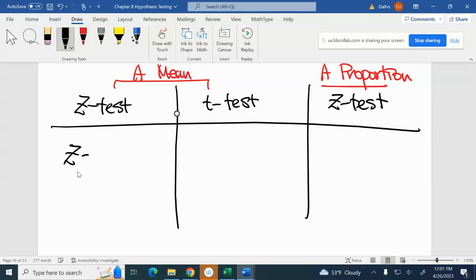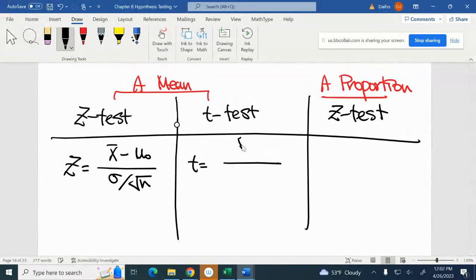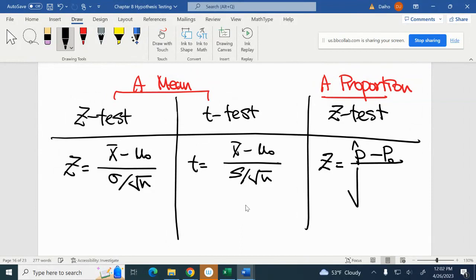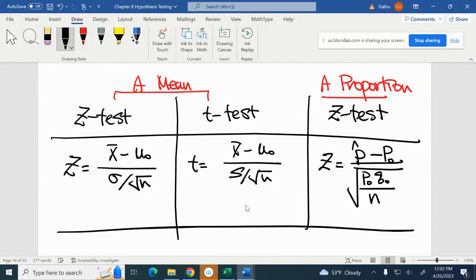The z-score was given from sigma, the given sigma: x bar minus mu 0 over sigma over square root of n. And the t-test statistic, when we don't know the sigma, is x bar minus mu 0 over s over square root of n. And the last one is a z again with the proportion: p hat minus p0 over the square root of p0 q0 over n.